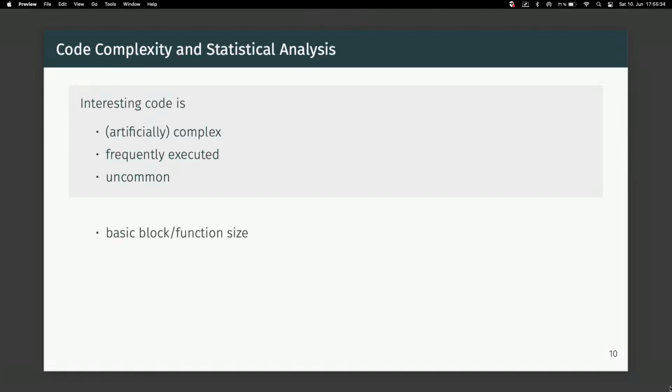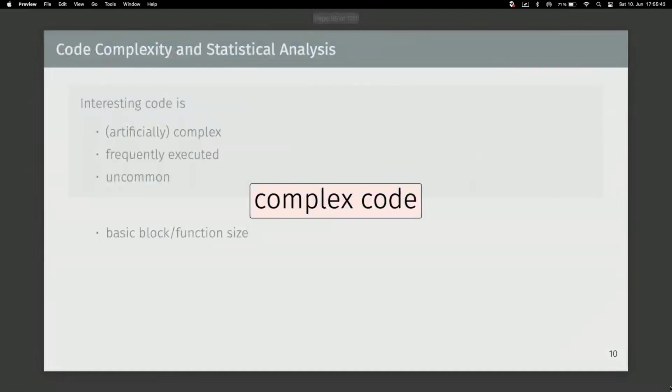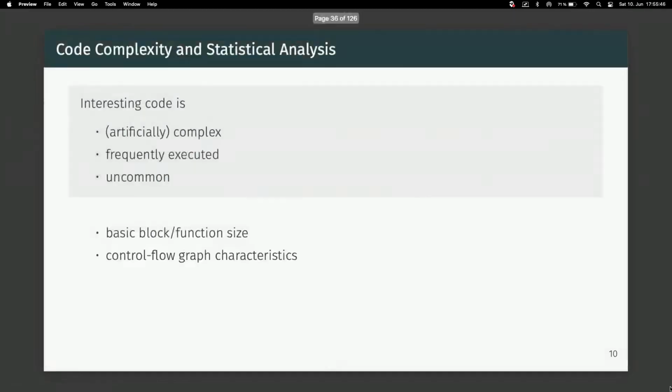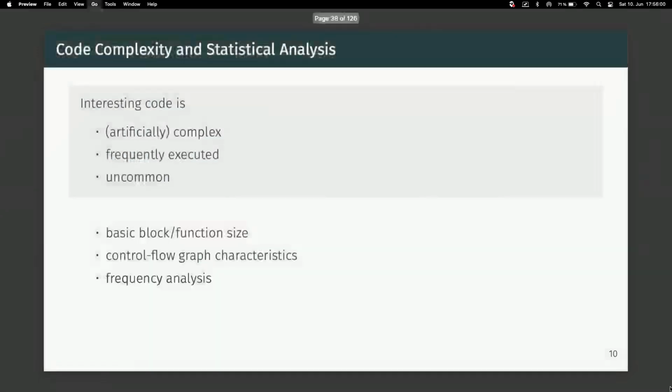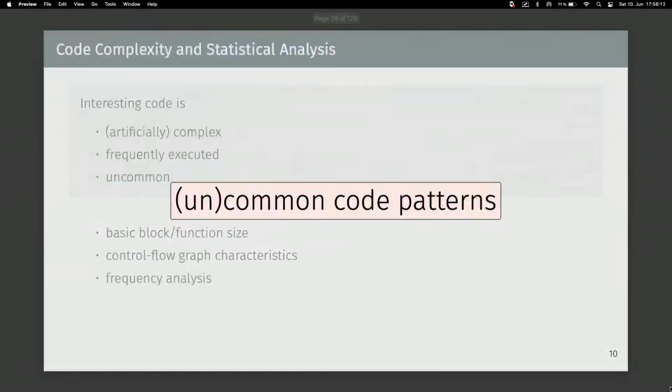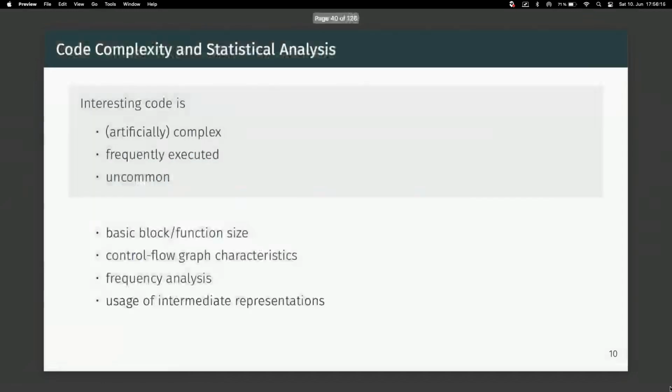So we can do a few things here. We can look at some complexity things, like the number of basic blocks, or the basic block sizes, or the function size in general. So this would be interesting for complex code. We can look at specific control flow graph characteristics, like are there any loops in there? Are there nested loops in there? Or are there some kind of state machines? So in other words, we can pinpoint underlying code constructs. And of course, we can also do a frequency analysis, something like which is called often, which is common, which is uncommon.